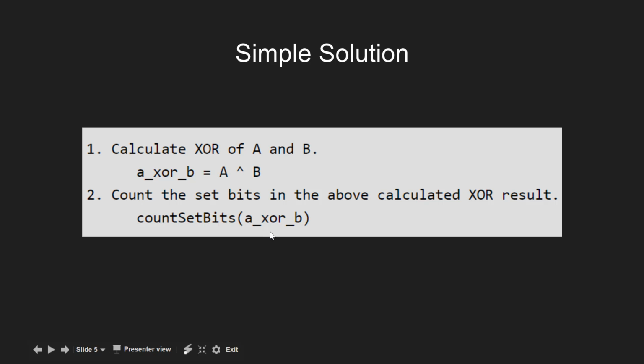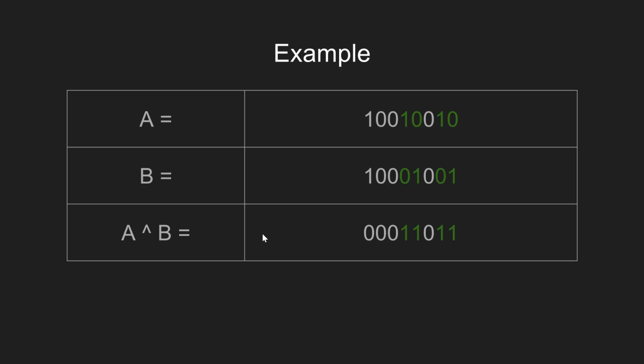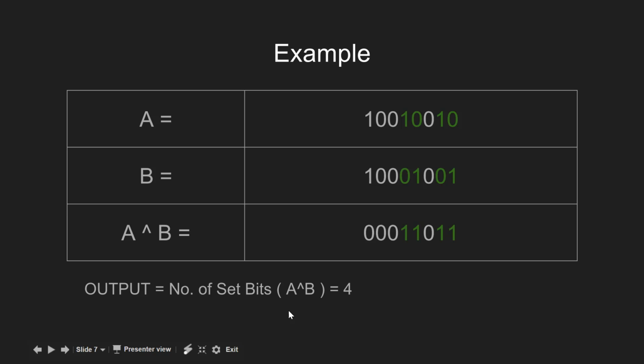Note that the XOR operation gives 1 if the two bits are complementary and 0 if both the bits are the same. Take the same example again. Here the XOR of A and B gives 1 for the bits that differ in A and B and 0 for all other bits. Now on counting the set bits in the XOR of A and B, we get 4 set bits and hence we return 4 as an output. That is, if these 4 bits are flipped in A, then A would become equal to B.